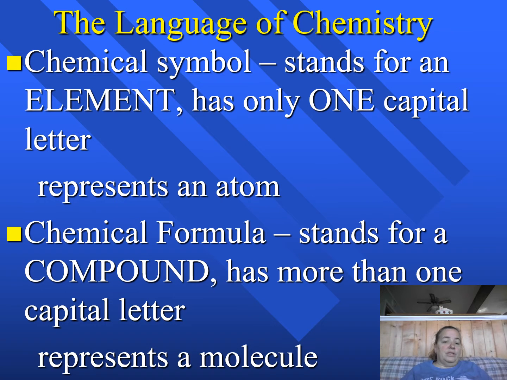Okay, so chemical symbol is if you have one atom of one element. A chemical formula is when you have more than one atom bonded together. So usually a compound. It could be a diatomic element, but otherwise it's a compound.